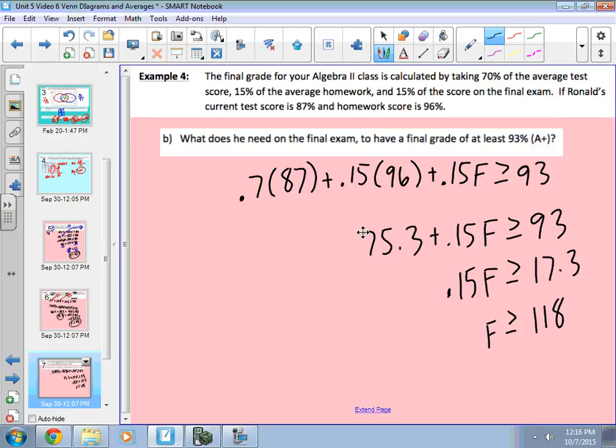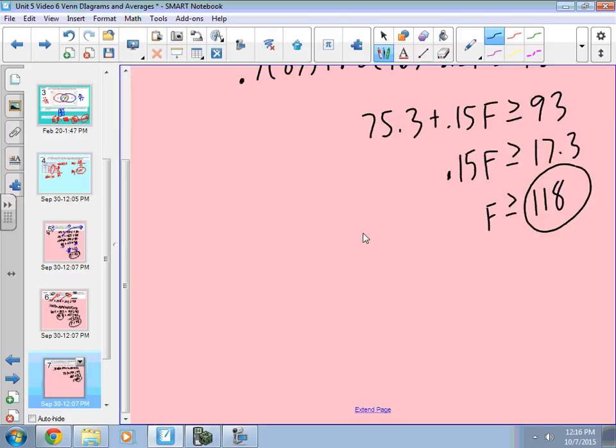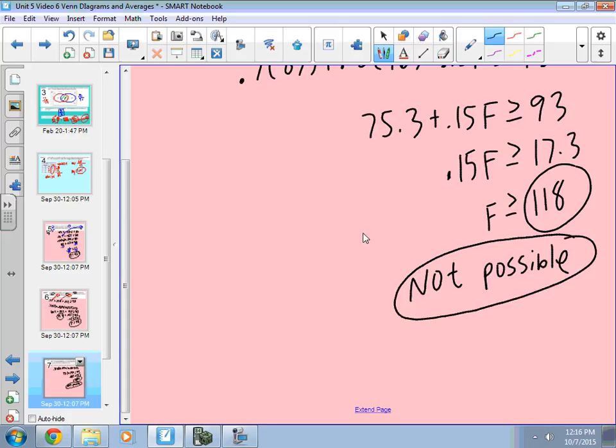Is that possible here? No, they're not going to be able to get this. You can't get over 100% here. So if this person wants that A+, unfortunately for them, with what they got on their homework and tests, it's not going to be possible because that's over 100%. So it's not possible on this one. They're not going to be able to get that grade here.